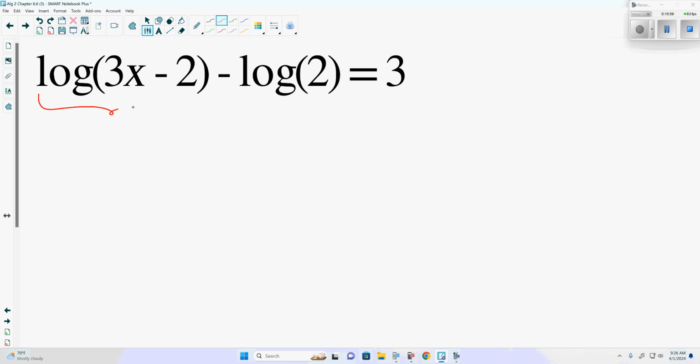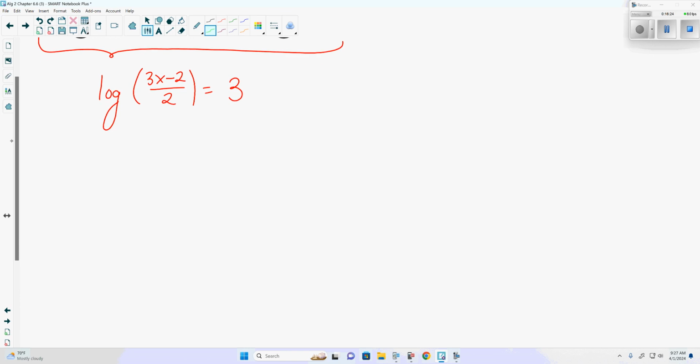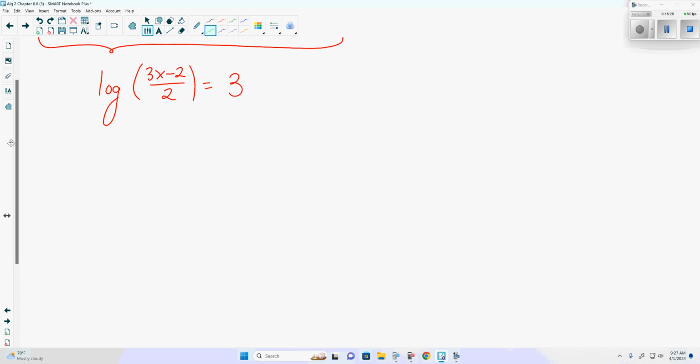Well, when I have 2 logs with the same base being subtracted, I could rewrite it as a single log with what's inside being divided. That's it. That's the only main step to this here, is that instead of having it being multiplied, they're being divided. Questions on how we got to this point here?